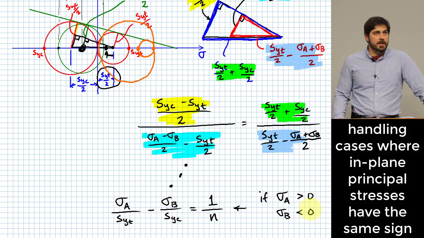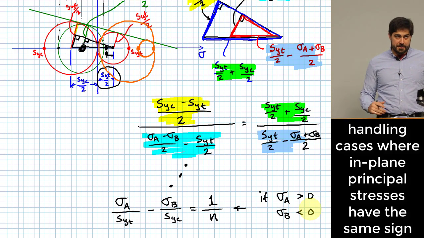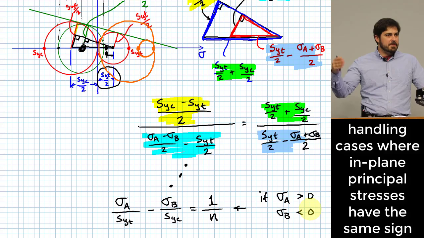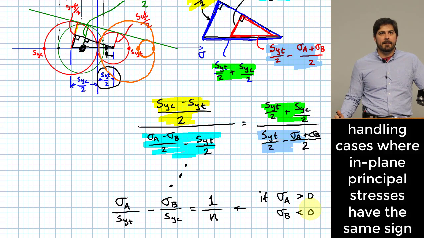Okay, what happens if we have both of them greater than 0, for instance? Let's always assume here that sigma A is the largest one. So let's say they're both greater than 0 and sigma A is bigger than sigma B. Where do we actually expect that it will fail? Okay, it'll probably be controlled by just the one.